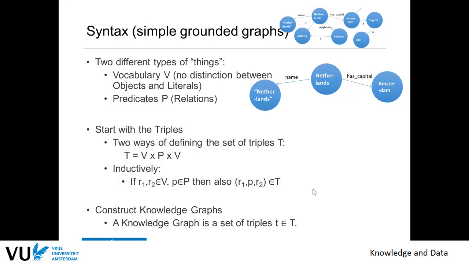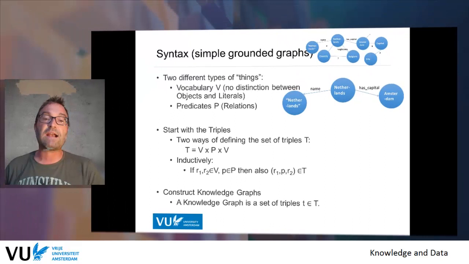So it's really, really simple. The only thing we do is we take a string. We start with a parenthesis. We take a string, a comma, a string, a comma, a string, and a closing parenthesis. And the only thing we have to make sure is that the first string comes from our vocabulary V, the second from the vocabulary P, and the third from the vocabulary V again. This is a triple, and then a knowledge graph is a set of triples, T, and that's all. I have to say, this definition is only for a simple variant of knowledge graphs, and the more expressive ones we'll see later.